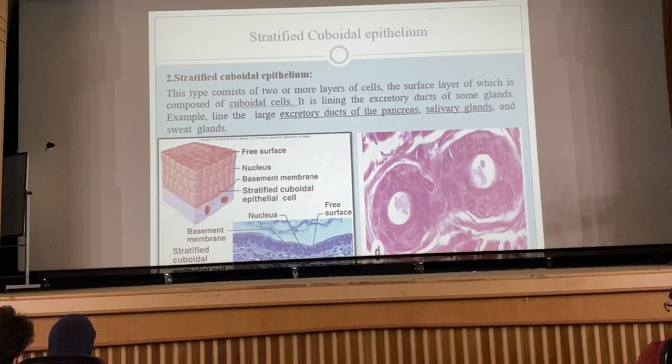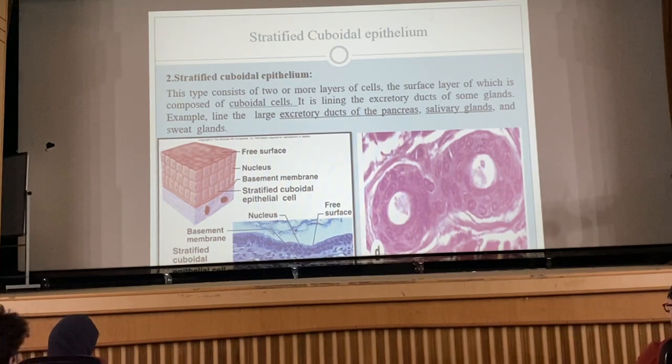The second type of the stratified epithelium is stratified cuboidal epithelium. It is usually formed from 2 layers of cuboidal cells, not more than 2 layers. Rarely you find 3 layers of cuboidal cells. The surface layer is composed of cuboidal cells, and this is the location that I have talked about. You must know at least 2 or more locations for each type of these epithelium. In this image, this is one cell, this is the nucleus of the cell, and it is composed of really 2 layers of cuboidal cells.